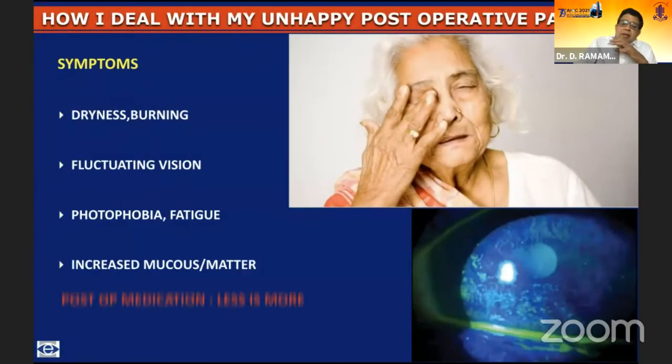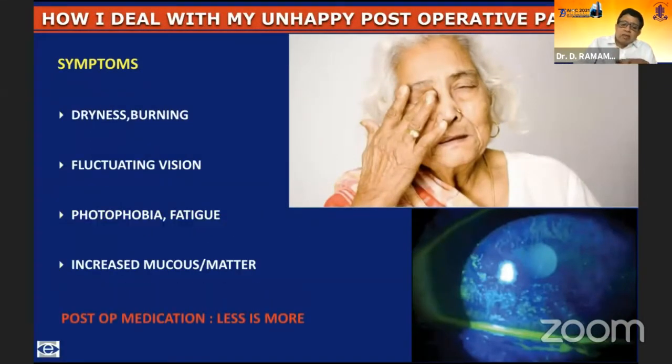Do not underestimate the problem of dryness, the ocular surface problem. This lady is going to tell the whole world that she's not comfortable with the surgery, which might have an extremely deleterious impact on your surgery. So not just after surgery, but before surgery, even before your optometry, you have to optimize your ocular surface. Just in case the patient is having fluctuating vision, photophobia, fatigue, increased mucous matter, etc., it could be an ocular surface problem, and there are various ways of dealing with it. I'm not going to go into it, but dealing with it is extremely important.